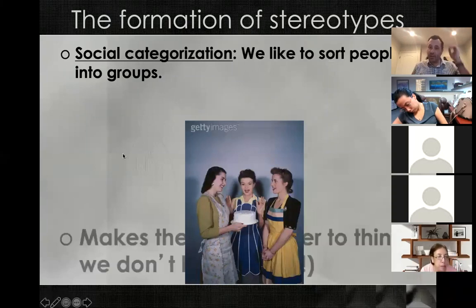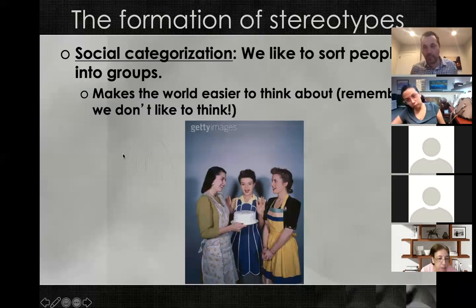Remember that as a general rule, something we've talked about before in this class, people don't like to think very much. There's always exceptions to this. Right? People with a high need for cognition, for instance, tend to like to think. But as a general rule, we tend not to like to think very much. And if we could simplify how we think about the world, then all the better. We tend to like that. And categorizing people into groups allows us to simplify the world.